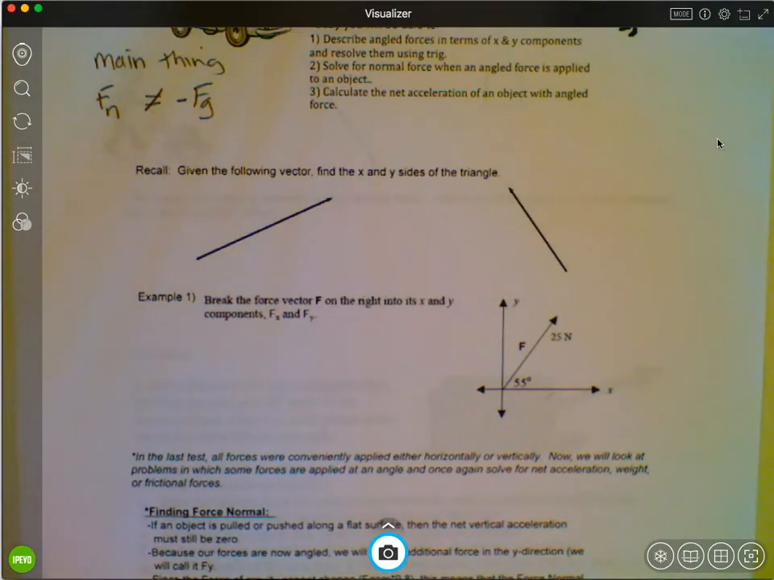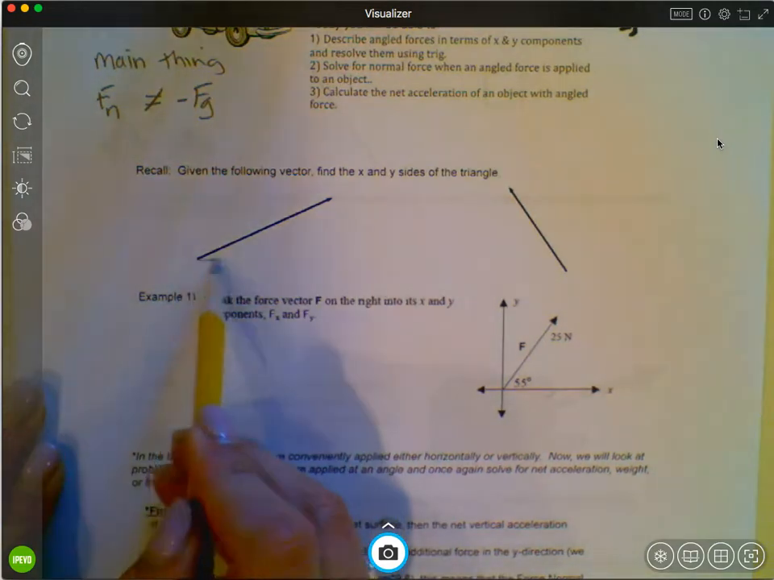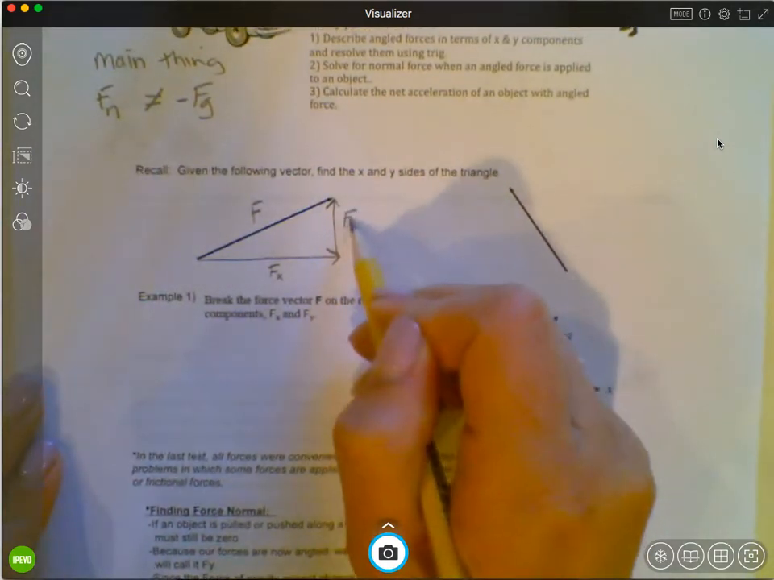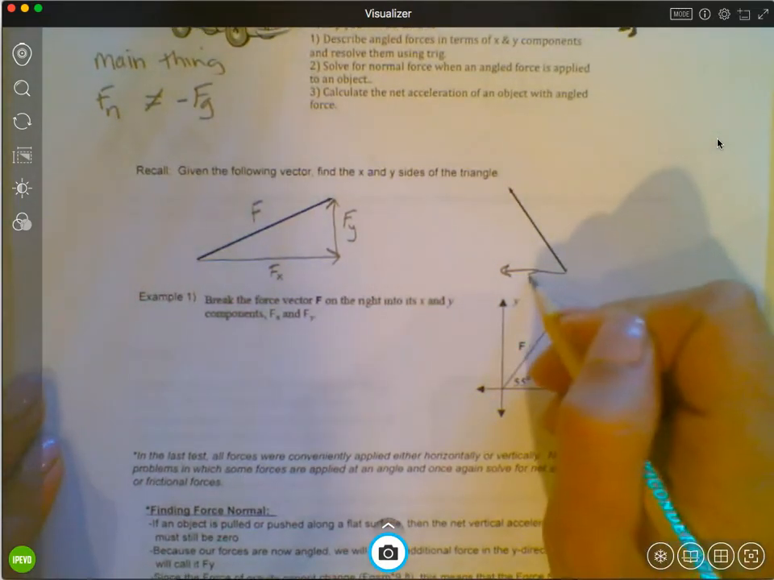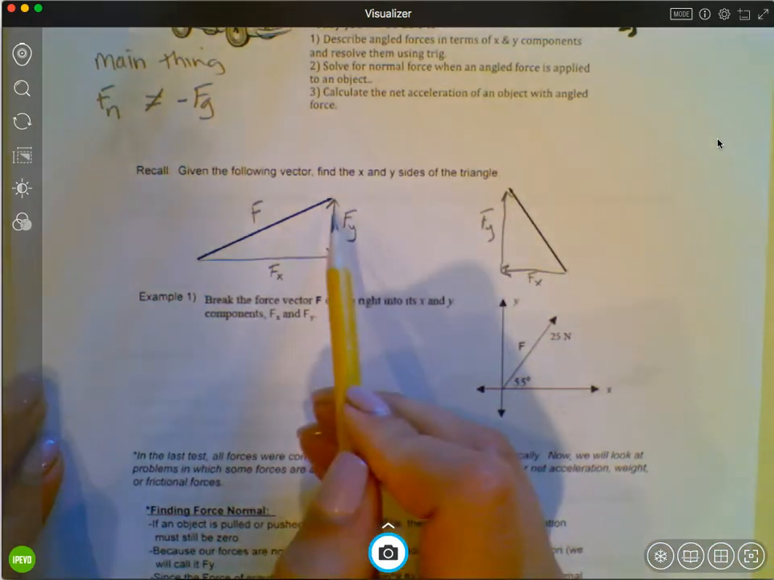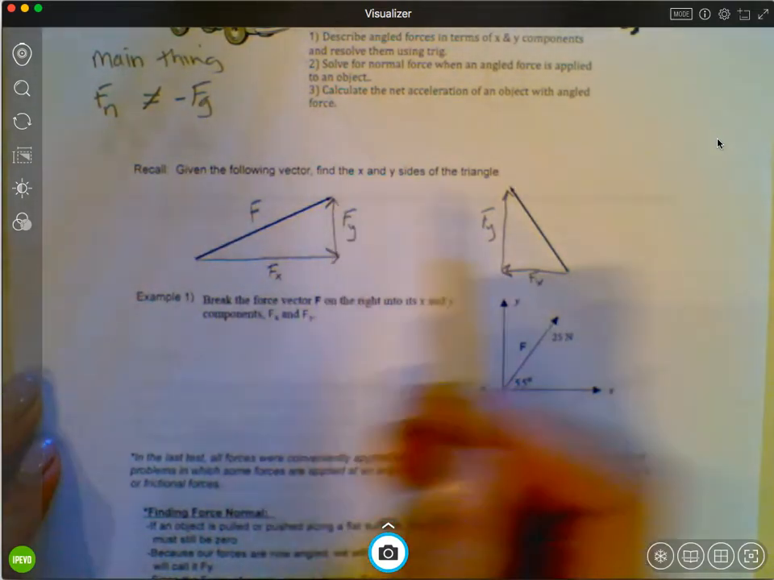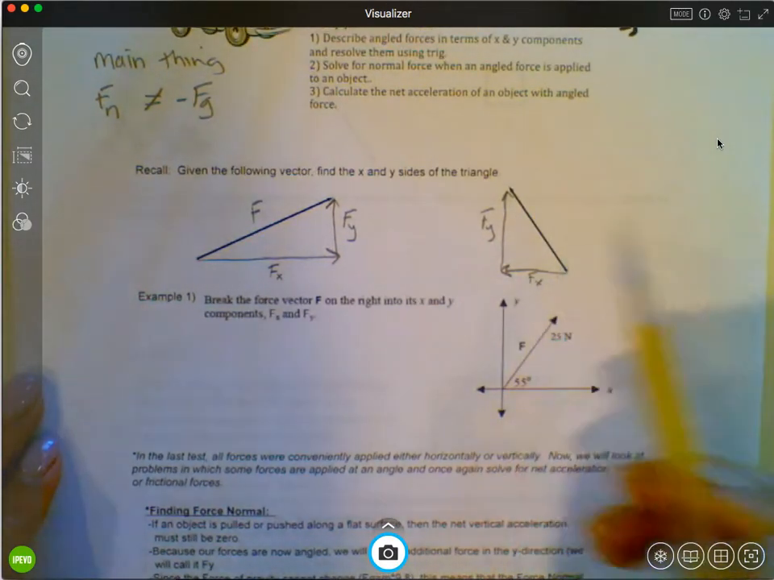Okay. All right, so given the following vector, find the x and y sides of the triangle. Basically, remember, this is how we resolve these into, if this was a force, this would be Fx and this would be Fy. And for this one, instead it would go left and up would be Fy. Just keep in mind that the arrows have to match, so if this is going up and to the right, then you should be to the right and up, and this is going left and up, so it should be left and up. So make sure you're not drawing arrows into the opposite directions.